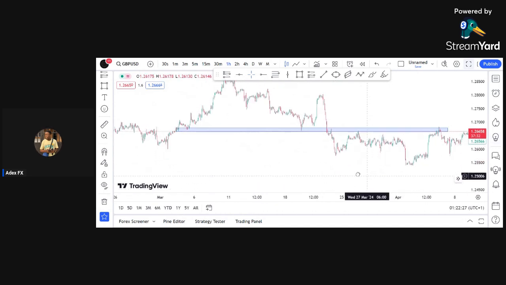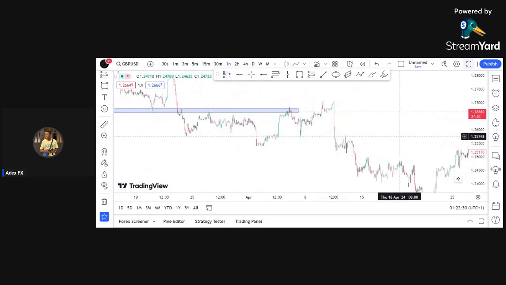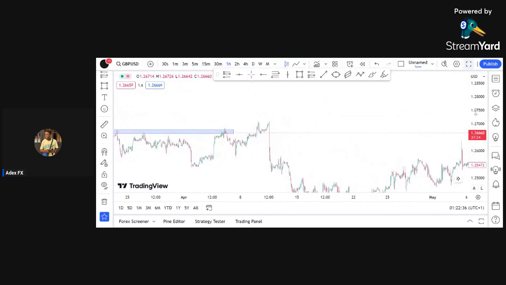These are things that we see before taking trades. We don't just take trades. So let's look for one more example. Let's see, maybe we can get that.